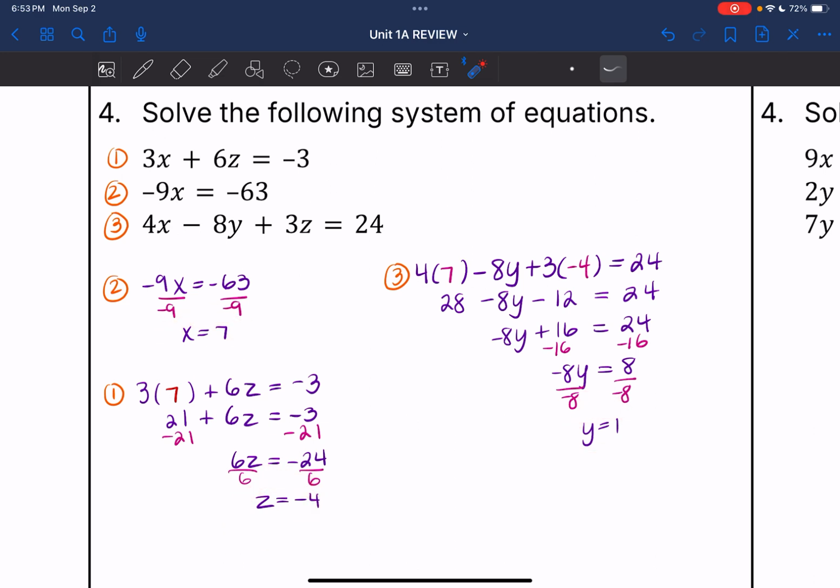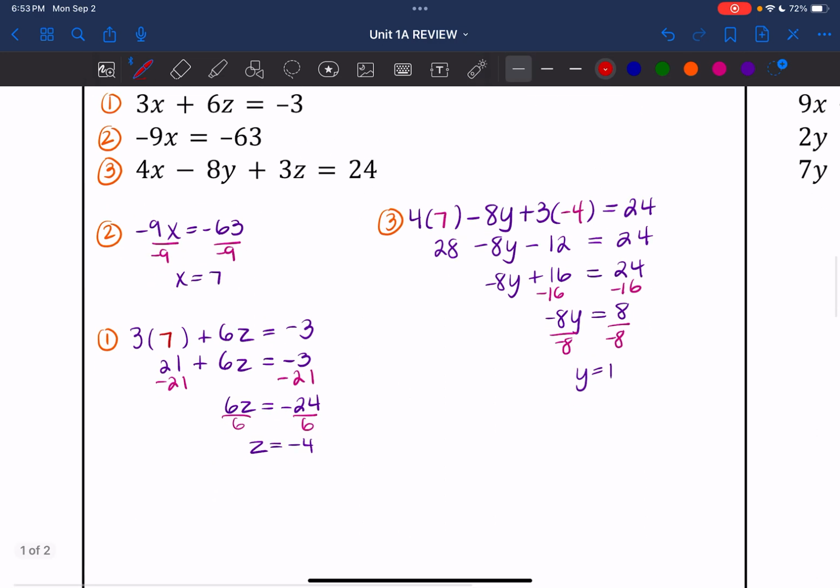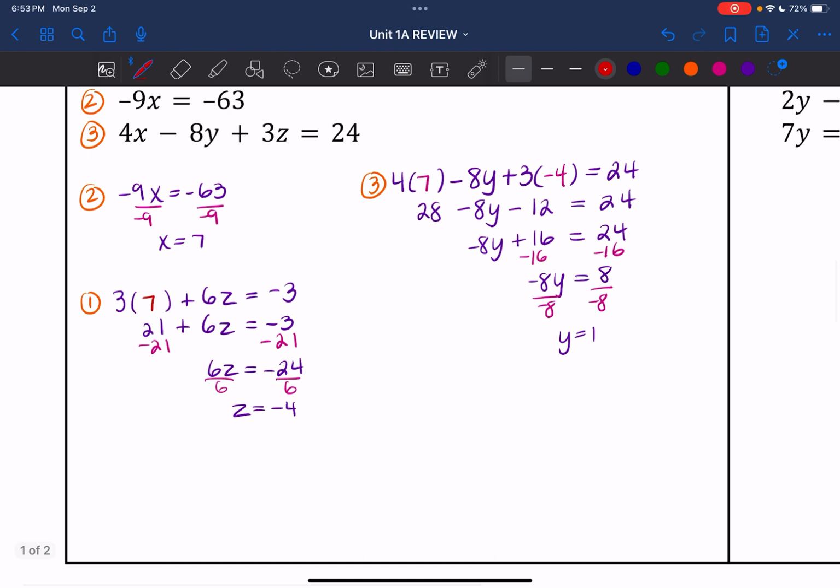Just make sure when you write down your final answer, you put them in the correct order, always alphabetical. So this is going to be 7, negative 1, negative 4. That is our ordered triple.